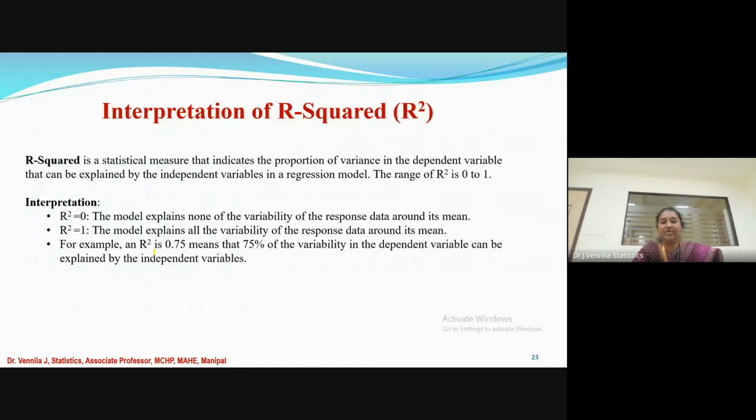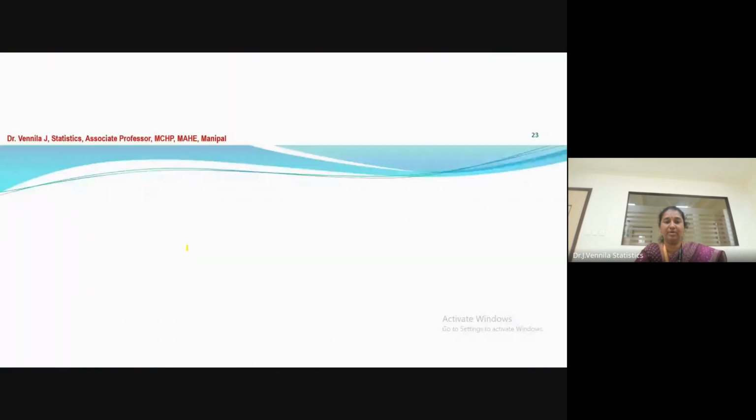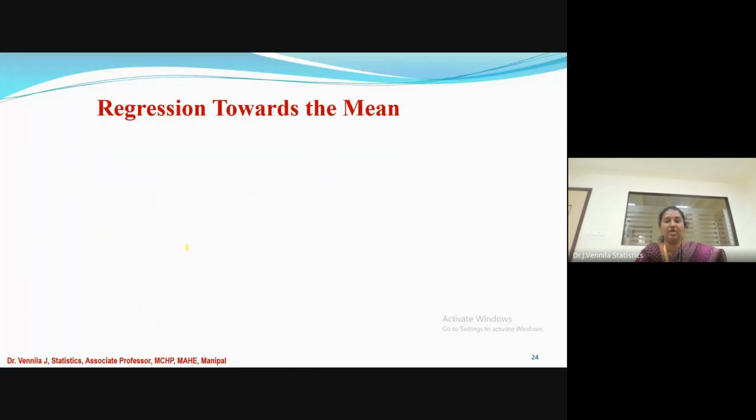So R square is 0.75. Okay, for example, it is nearby 1. So we have to say the model is a good fit. If you don't know anything, you just see 0.75, it is nearby 1. Nearby 1 means the model is a good fit. So based on the result, we have to mention the comments. Under the problem we need to mention the comment.